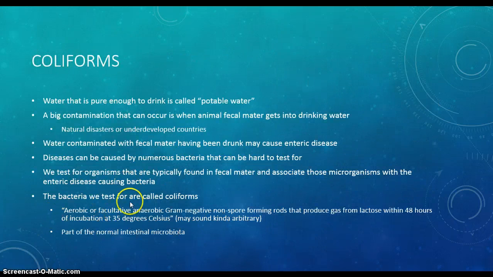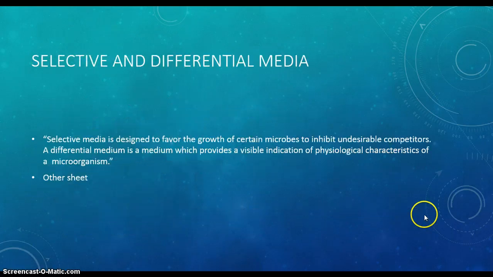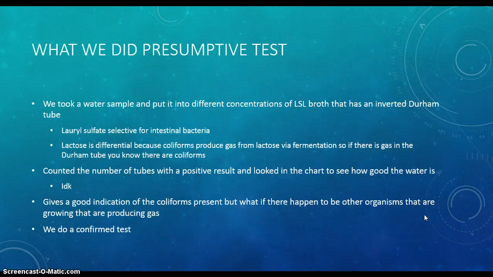They're aerobic or facultative anaerobic gram-negative non-spore forming rods that produce gas from lactose within 48 hours of incubation at 35 degrees Celsius. You'll probably want to know that pretty well before going into your midterm. Okay, so it's selective for intestinal bacteria and then differential for coliforms.